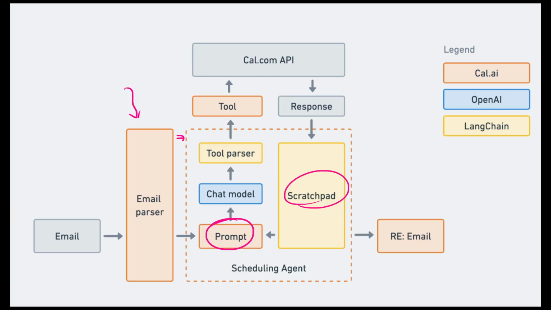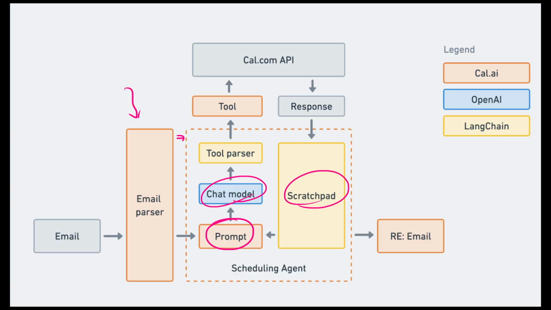Then we have a chat model, which is an OpenAI block. This chat model processes the prompt and the context. It decides whether to take action or ask more questions. If it needs to call a tool, like booking a time slot, it creates a function call suggestion.